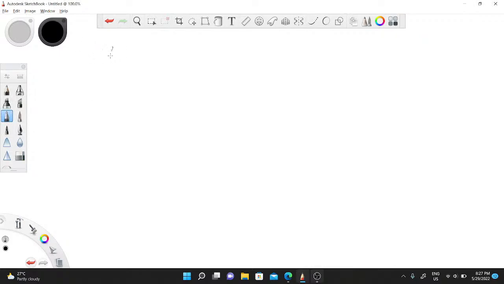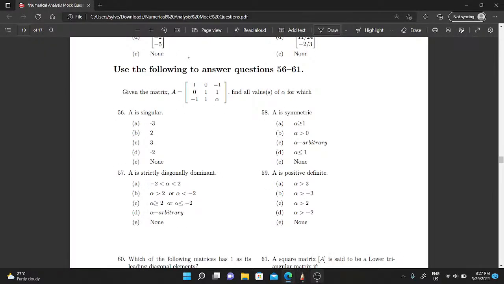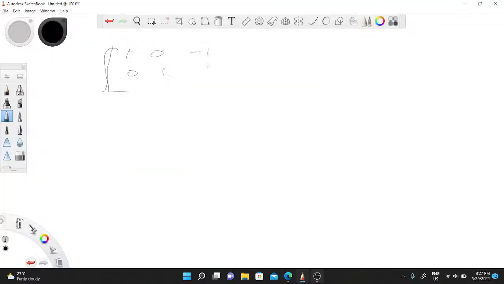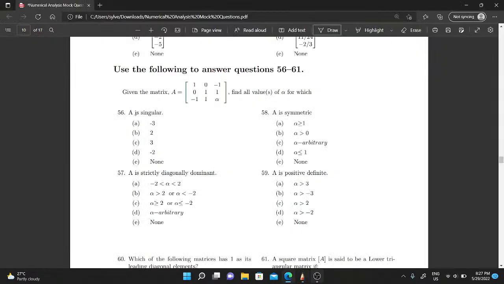So you have matrix A as 1, 0, -1, 0, 1, 1, -1, 1, alpha. I had to find all values of alpha for which A is singular. For A to be singular, it means that the determinant is zero, or it doesn't have an inverse. So all you have to do is find the determinant.